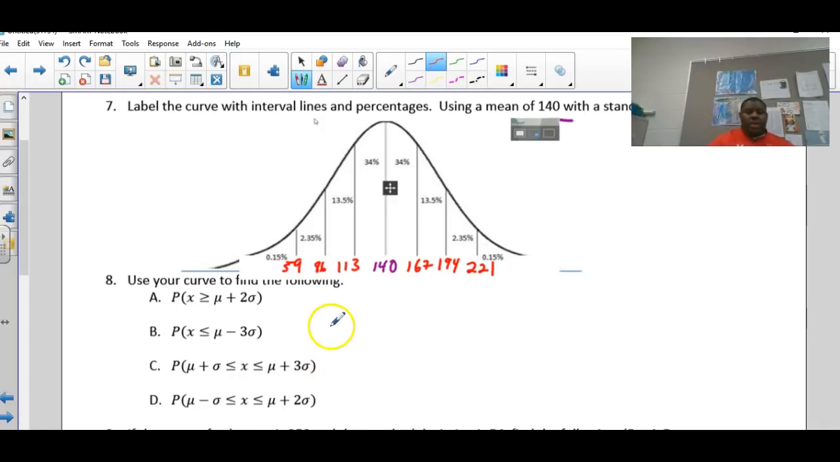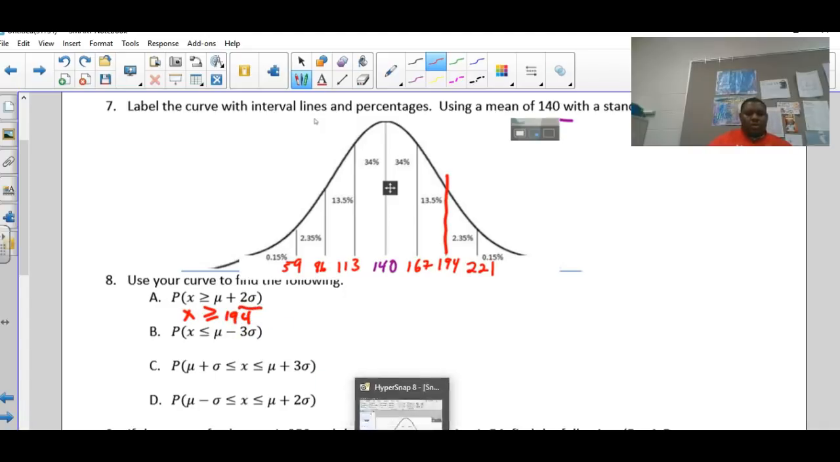And all this can be done in your calculator too. I'm going to show you. As long as you know these numbers right here, you can do this in the calculator. So you see how this is two. Here's mu. This says x is greater than 2 standard deviations. So 1, 2. Here's 2 standard deviations. So we're saying x is greater than 194. So what that means is this is the minimum.